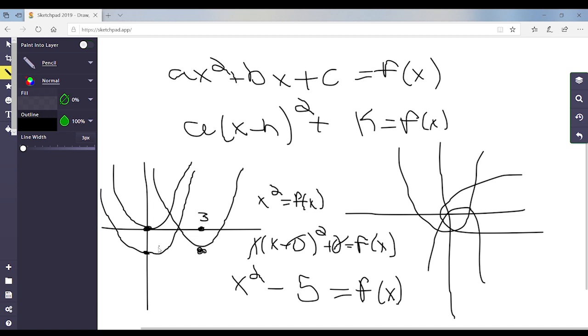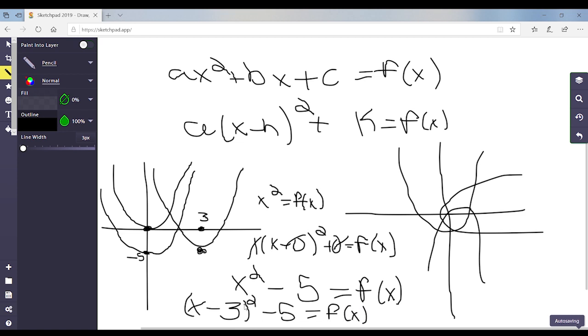So we're going to have, and let's just say that the x value is 3. So we're moving it right 3 and down 5. Okay. So what we would have to do is we would have to have x minus 3 squared minus 5. Okay. So h would be 3 and k would be -5.